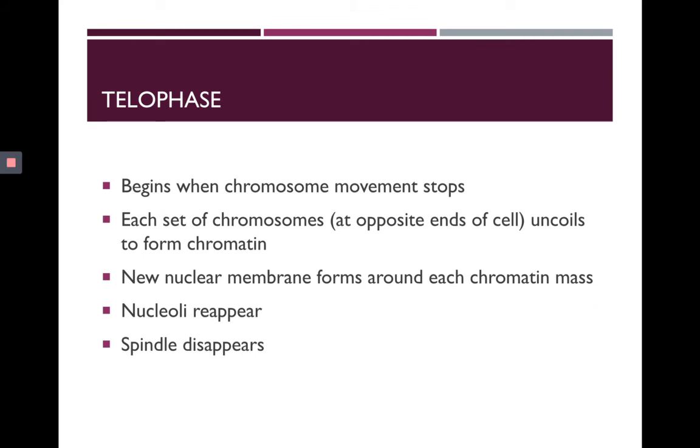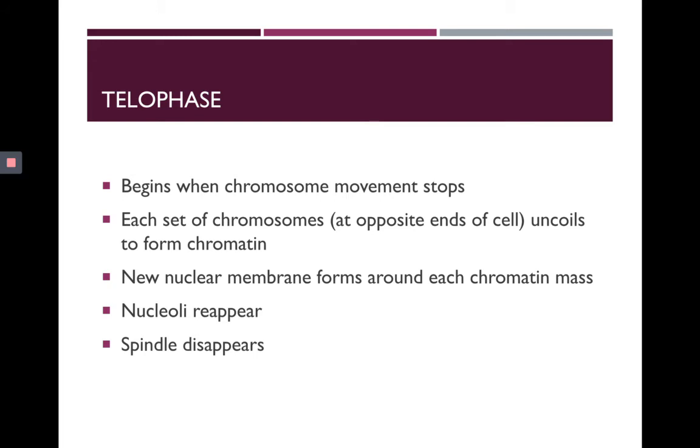And then during telophase, we see the opposite of prophase. We're going to see the chromosomes stop moving. We're going to see the chromosomes uncoil, so they'll become chromatin again. We're going to see the nuclear membrane come back, and we're going to see the spindle fibers disappear. So during prophase, the spindle fibers appeared, the nuclear membrane went away, our DNA formed chromosomes, and just the complete opposite happens during telophase. The only thing that's not the complete opposite is cytokinesis.